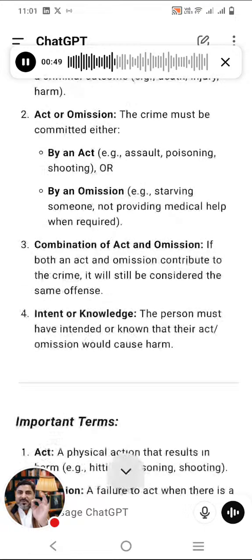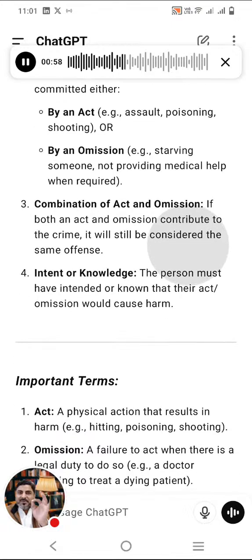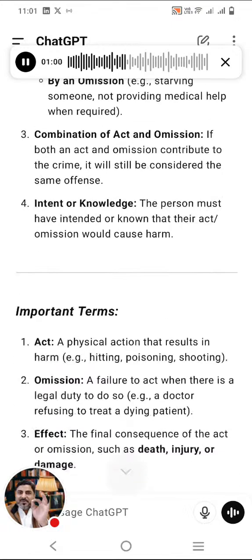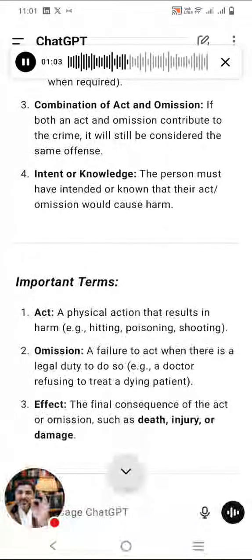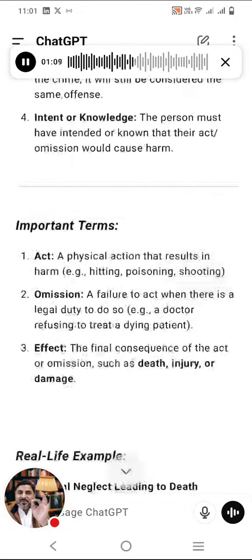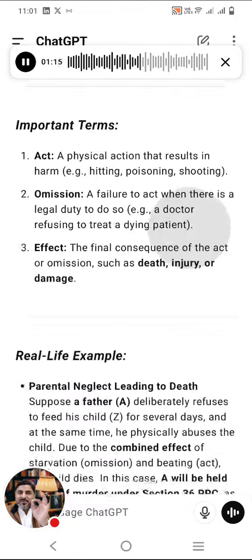2. Act or omission. The crime must be committed either by an act, e.g., assault, poisoning, shooting, or by an omission, e.g., starving someone, not providing medical help when required. 3. Combination of act and omission. If both an act and omission contribute to the crime, it will still be considered the same offense. 4. Intent or knowledge. The person must have intended or known that their act or omission would cause harm.